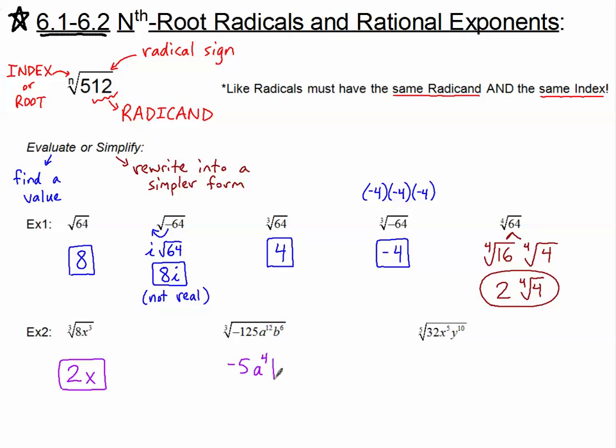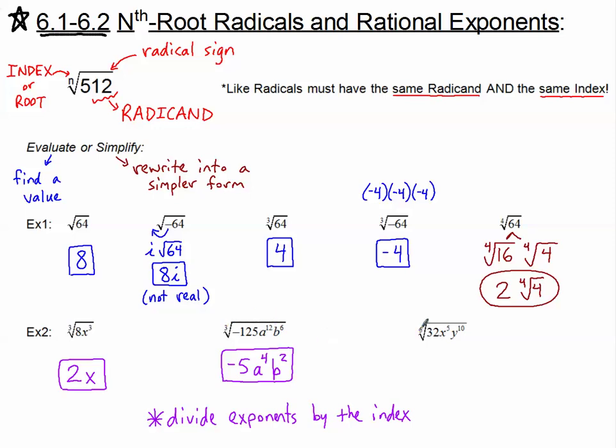B to the 6th, same sort of idea. 6 divided by 3 is 2. And that's exactly what we're doing with our exponents. We divide exponents by the index. So as long as our exponent is divisible by our index, it is a perfect root.